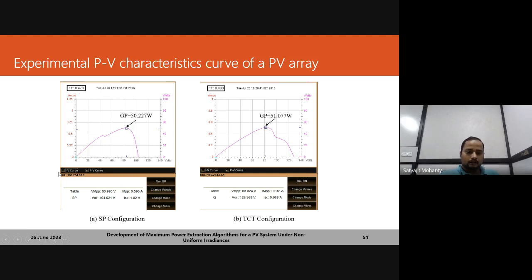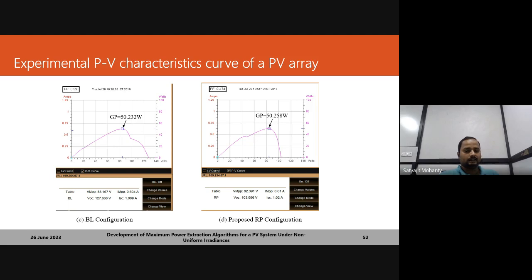You can see the mode is table, and the name is SP given over here, series parallel. Then next is TCT. In TCT, I obtained 51.077 watt. In that, I have VMPP of 83.3 and IMPP of 0.613, and the fill factor is 0.403. So between these two, I can say that TCT has more global or maximum power as compared to series parallel, but the fill factor of series parallel is somehow better than TCT.